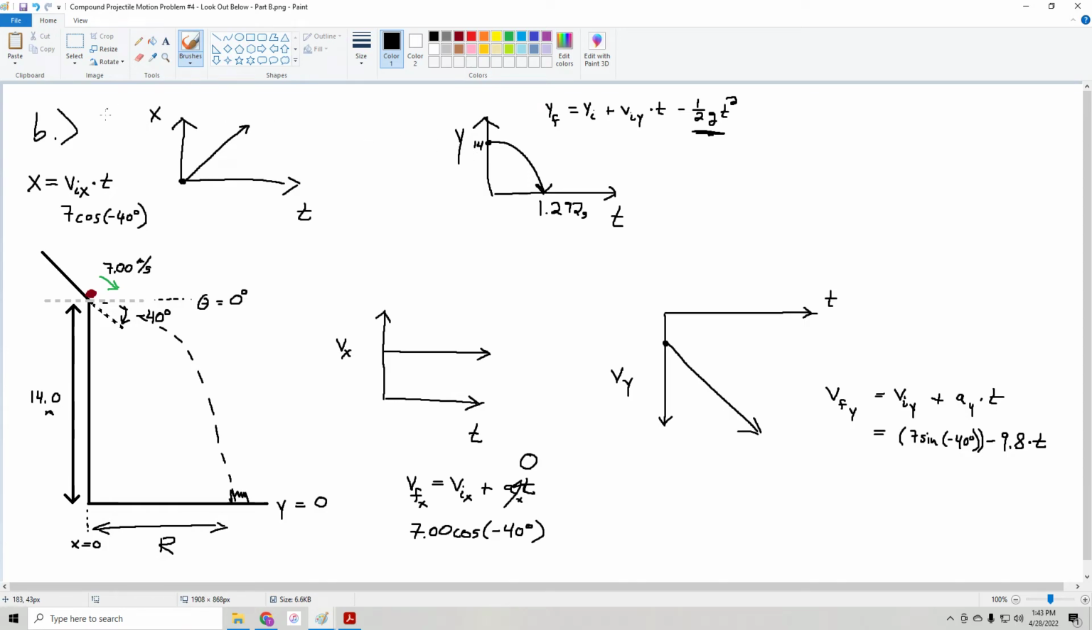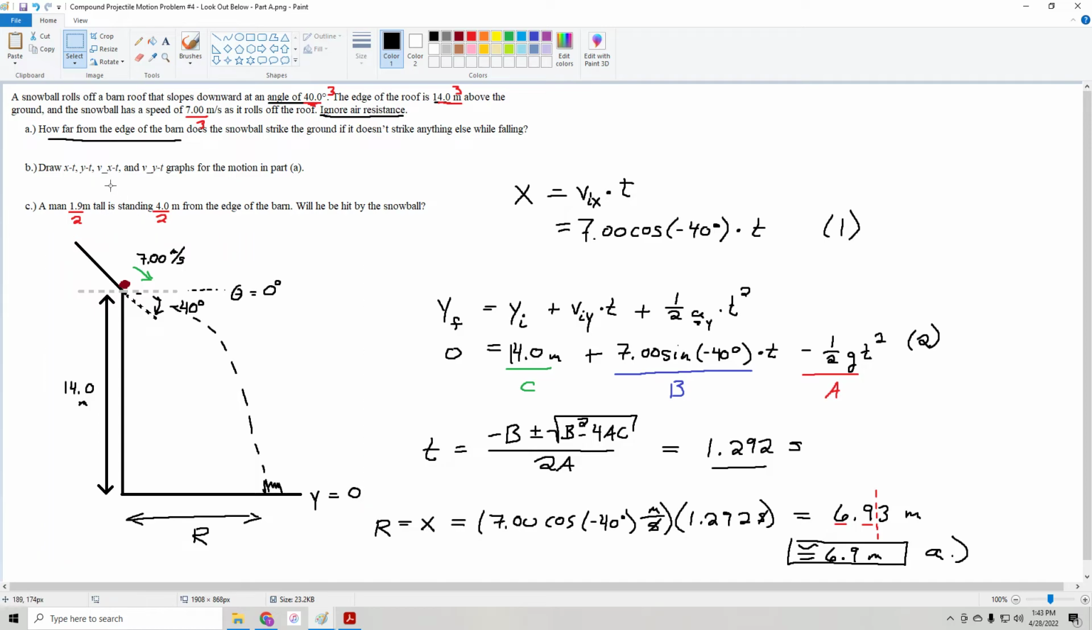And here's all four of them. X versus t, y versus t, v sub x versus t, and v sub y versus t. And they all have their own shape. Now, what about part C? If we go back to part C, we were told that there's a man that's 1.9 meters tall, and he's standing 4 meters from the edge of the barn. Does he get clipped by the snowball as it falls down to the ground?